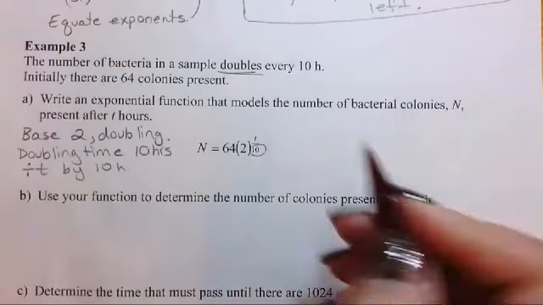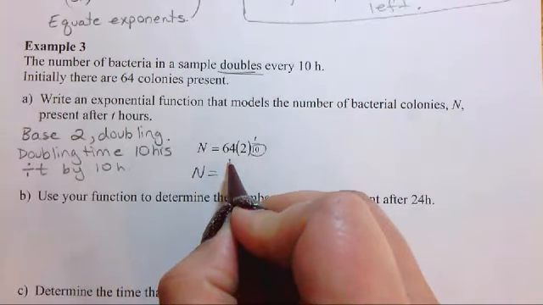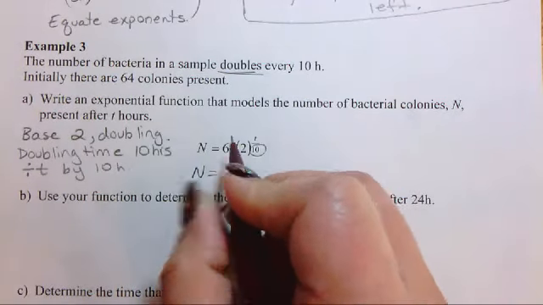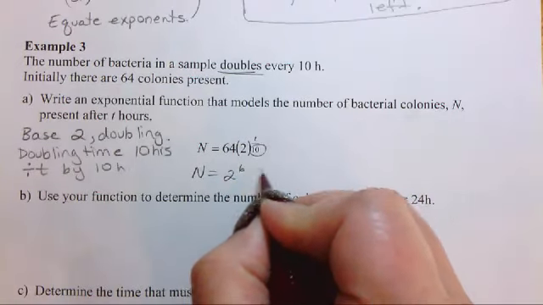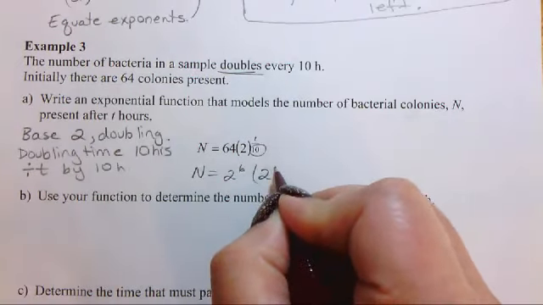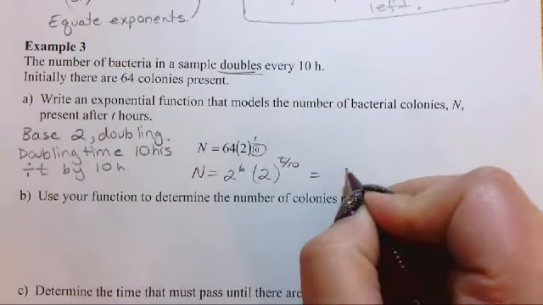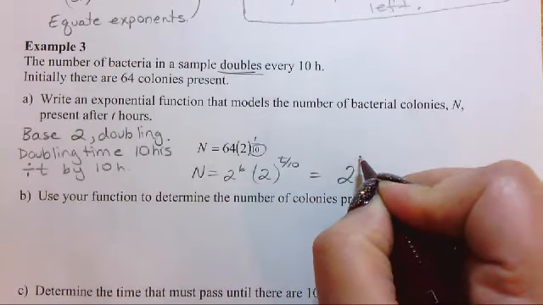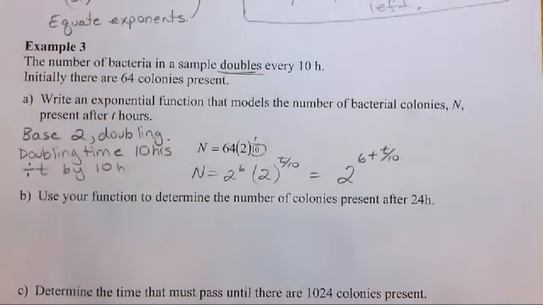Now, you could also write this equation all in terms of base 2. If you note that 64 is 2 to the power of 6, and you've got 2 to the power of t over 10, you can write it all as 2 to the power of 6 plus t over 10.